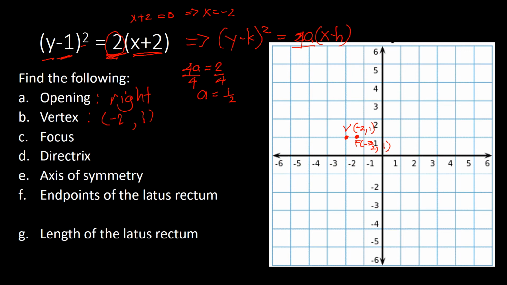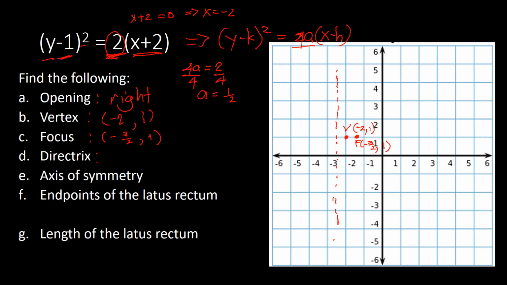So let me write this one as our focus. Next, let's go for the directrix. From the vertex again, we count the same unit to the left side. So this is now the vertex. You count 1/2. This is our line, which is our directrix.